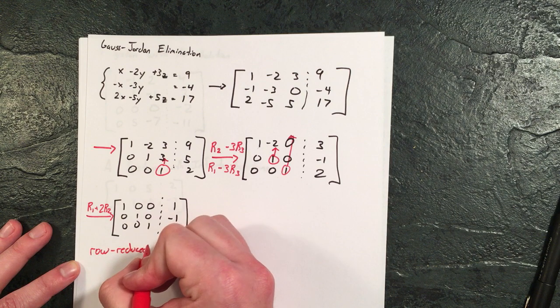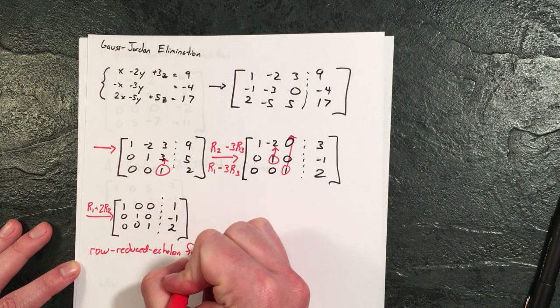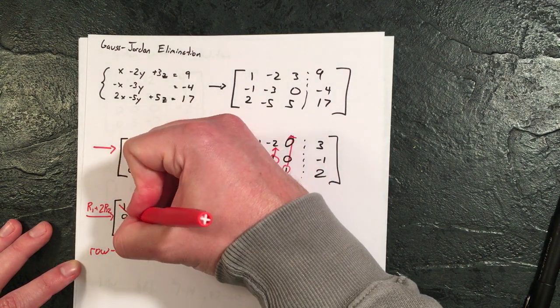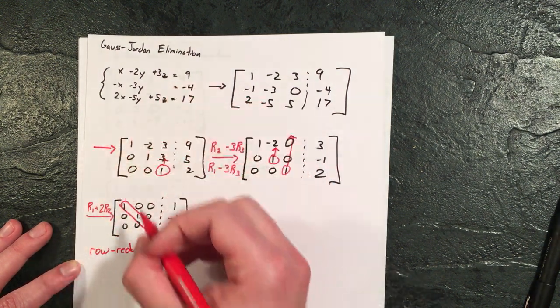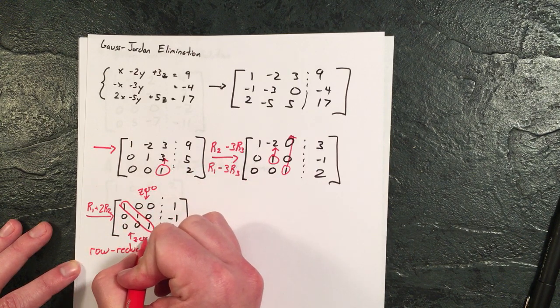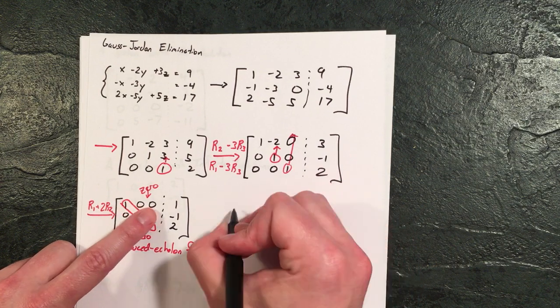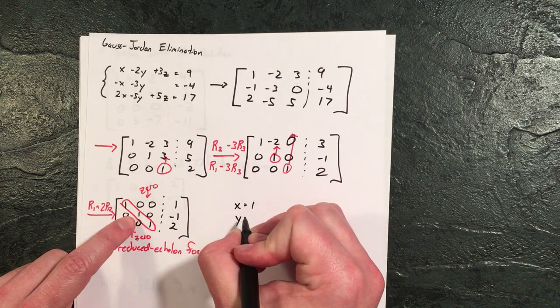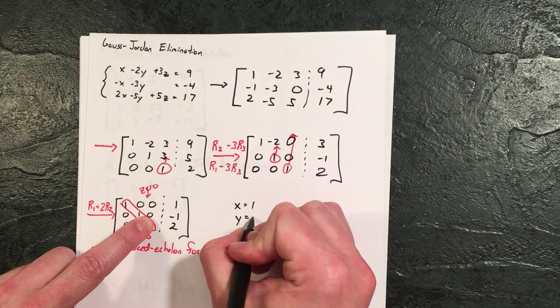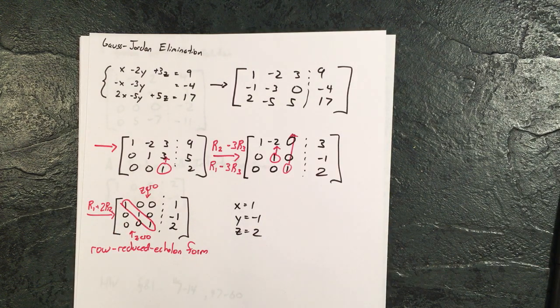And so this is called row reduced echelon form, because we have 1s in the diagonal and then zeros everywhere else. And this makes getting our answer almost trivial at this point. Since we have x is 0, 0, x is 1. No x's, a y, no z's, y is -1, and z is 2.